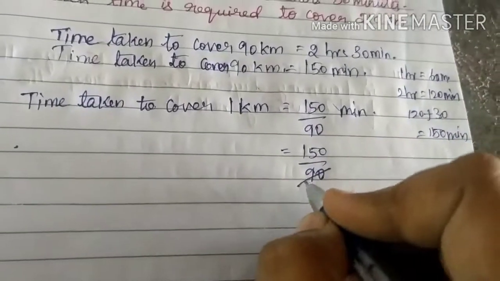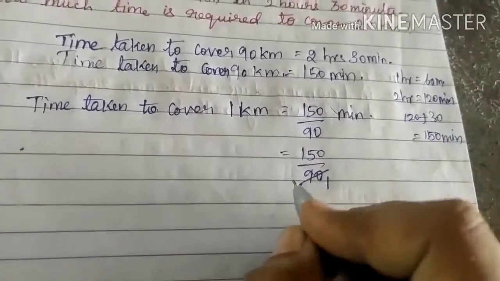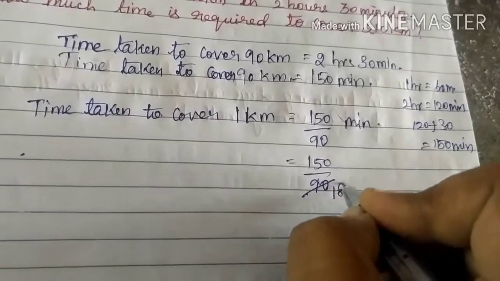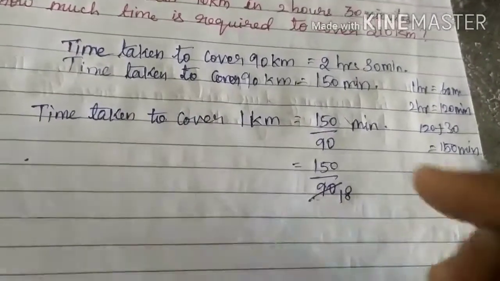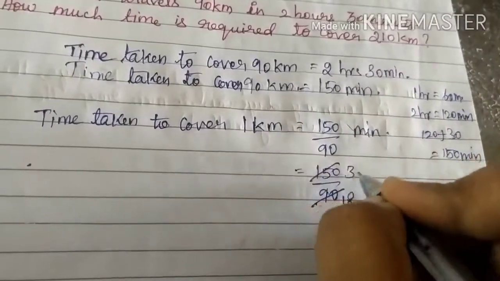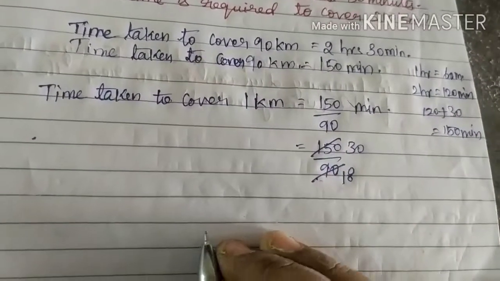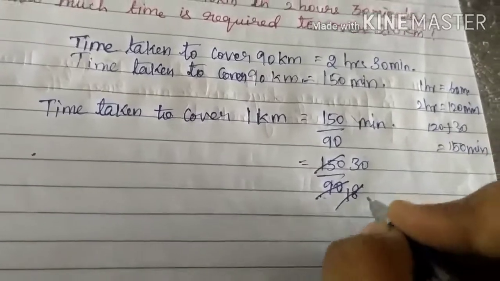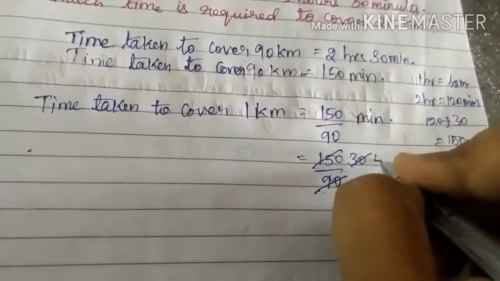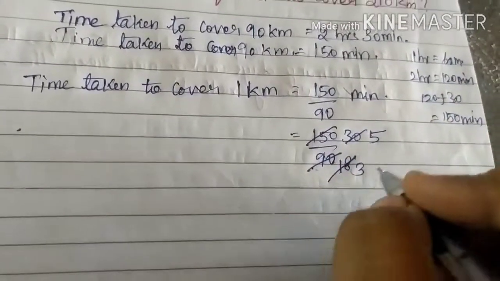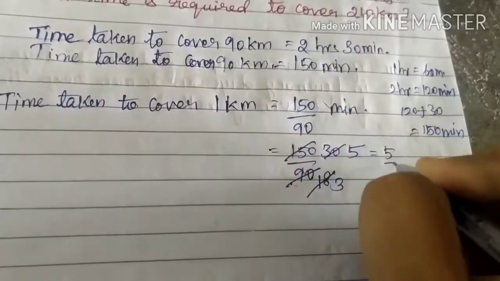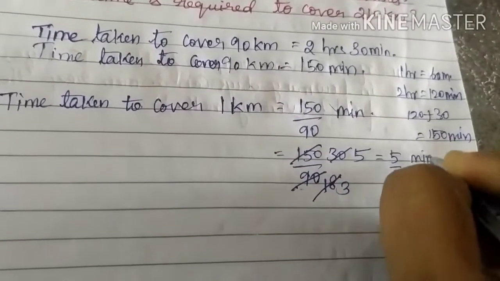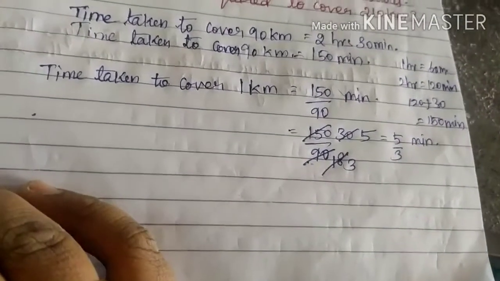5 ones are 5, 5 eights are 40, means 18 times 90 will come. 5 threes are 15, 30 times it will come. Again, in the 3 table, I can do the 6 table. 6 threes are 18, 6 fives are 30. So 5 by 3 will come. 5 by 3 minute. Okay, keep this aside.